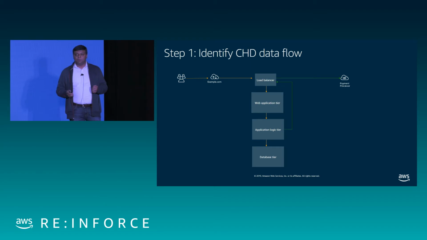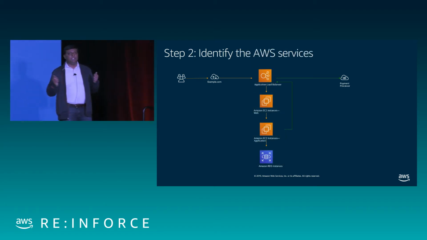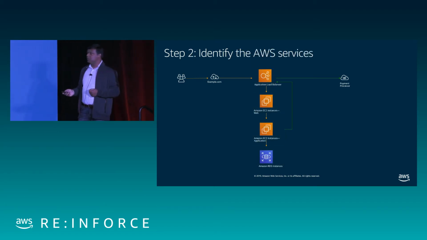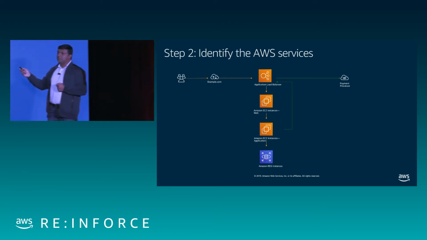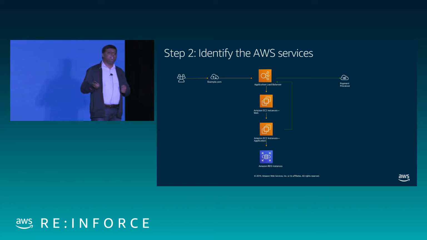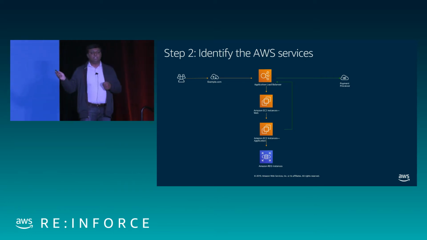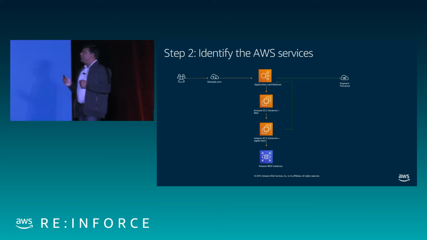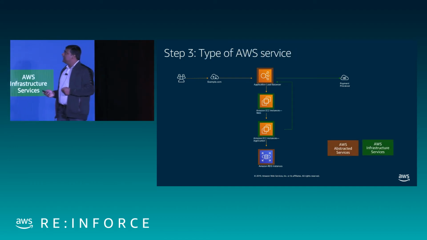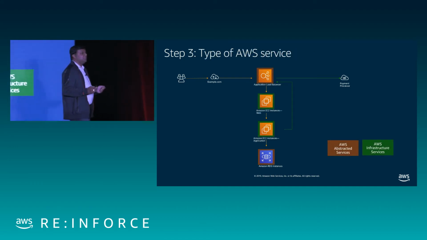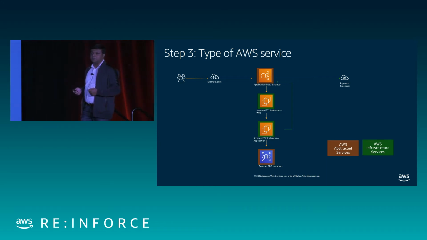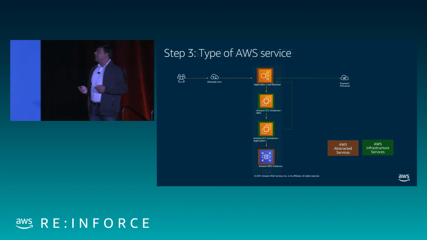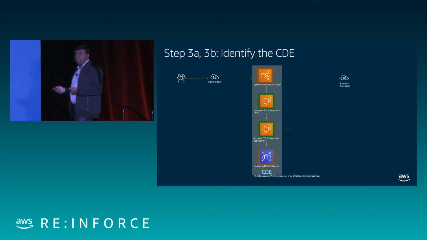So if we go back to the flow, the second step is to identify the AWS services that constitute this flow. So here we see we have an application load balancer, EC2 instances acting as web instances or an application instance, and we have some RDS instance that is storing the credit card data. Once those services are identified, we need to identify what type of those services are. Are they infrastructure service, are they containerized, or are they abstracted services? Once all this is done, we have our core, which is your CDE.